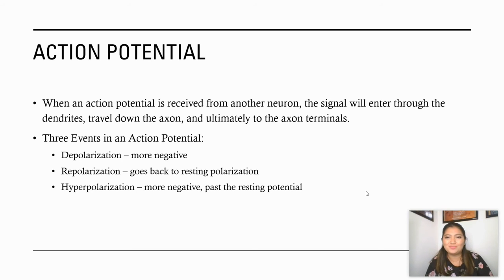In each action potential, we have three main events. We have depolarization, which makes the membrane more negative. We have repolarization, which brings us back to the resting potential, meaning that there will be less negativity and more positivity. And then the last one is hyperpolarization, where we go back to the resting potential. However, we go past the resting potential. And I'm going to tell you why that is important a little later.